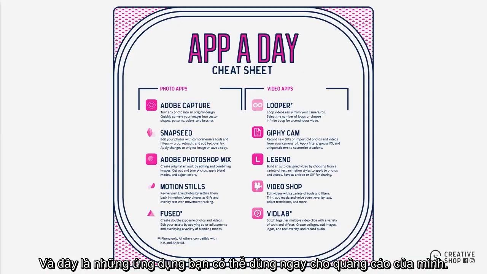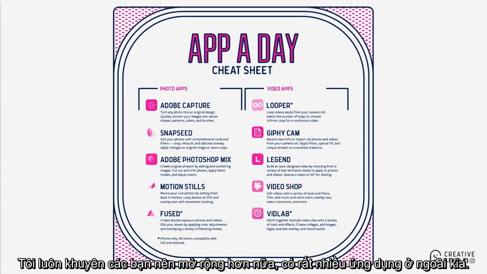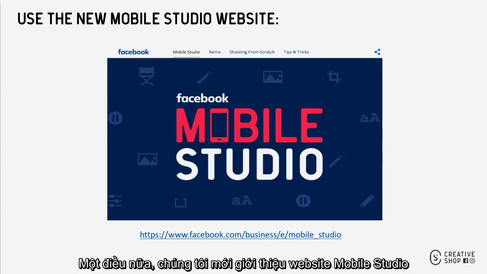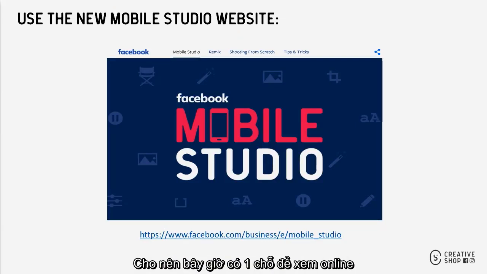And here is that app cheat sheet that you can also get your hands on, so you can start experimenting with other apps. I strongly advise you to go broader. There are heaps out there. Just keep looking, keep seeing what you can find. And the other really great thing is that we've just launched the Mobile Studio website. So there is now a place online.